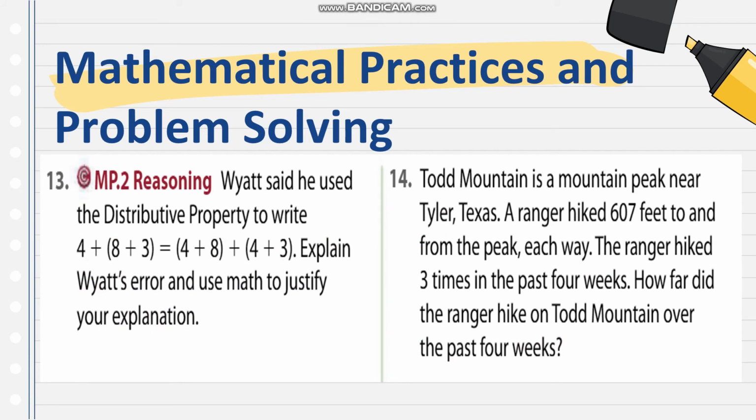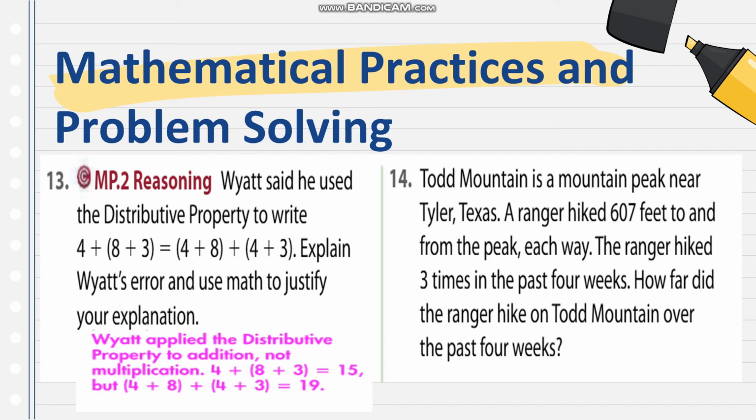Wyatt said he used the distributive property to write 4 plus 8 plus 3 is equivalent to 4 plus 8 plus 4 plus 3. Explain Wyatt's error and use math to justify your explanation. So Wyatt, as you can see, applied the distributive property to addition, not multiplication.